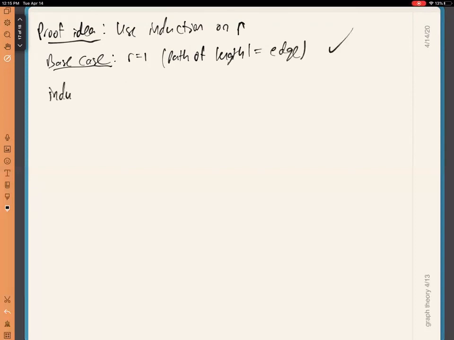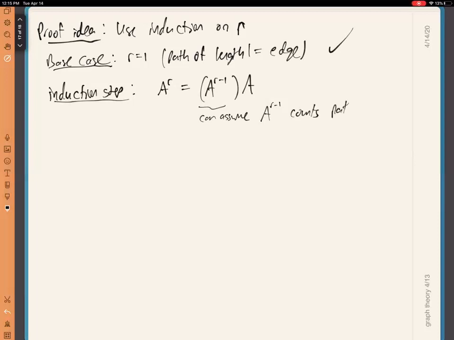And so then in the induction step, right, what is the matrix A^R? I can write this as A^(R-1) times A, right? And so I can assume that the matrix A^(R-1) counts the number of paths of length R minus one, in the way discussed in the theorem, right? So this is the induction hypothesis.